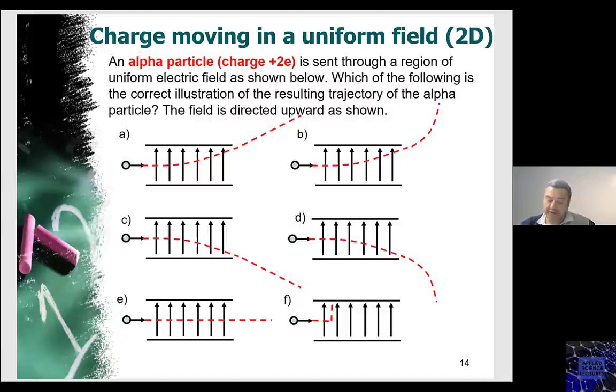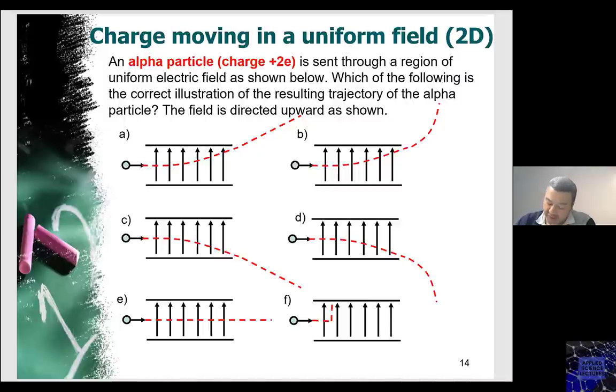In this slide, we need to evaluate the performance of charges entering a uniform electric field such that they are perpendicular to that field. We have here an alpha particle, which has a charge of positive two e due to losing two electrons, sent through a region of uniform electric field as shown below. Which of the following is the correct illustration of the resulting trajectory of the alpha particle? The field is directed upward as shown. So we have the field going upward, and a positive charge coming with an initial velocity entering this region. Which one has the correct trajectory of the alpha particle?